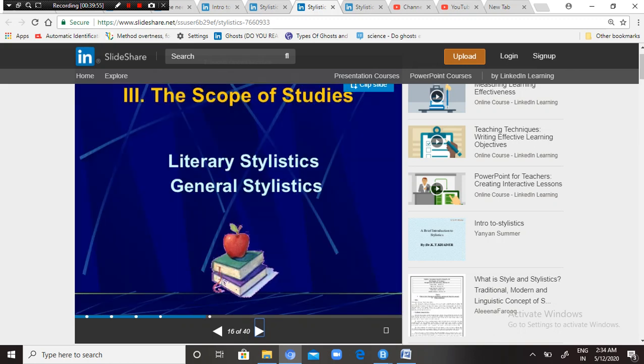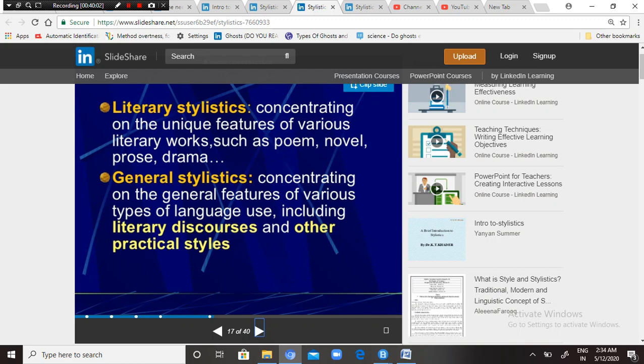The scope of the study. What is the scope of the study? Literary stylistics and general stylistics. Literary stylistics concentrates on the unique features of various literary works such as poems, novels, prose, and dramas. General stylistics concentrates on the general features of various types of language, including literary discourse, and other practical styles.